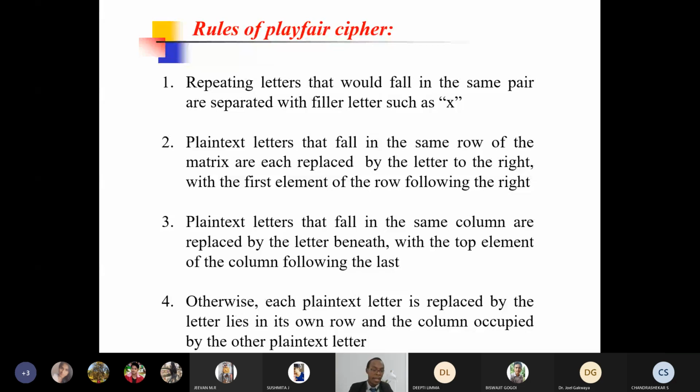But the man who was interested in what Charles Wheatstone had done elaborated on it. This technique of encrypting the message was named after Lord Playfair, a leader in Britain. So it was called Playfair, after Lord Playfair, the man who was ruling Britain at that time.